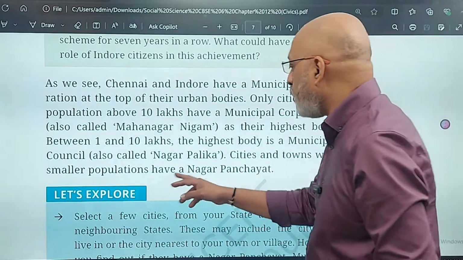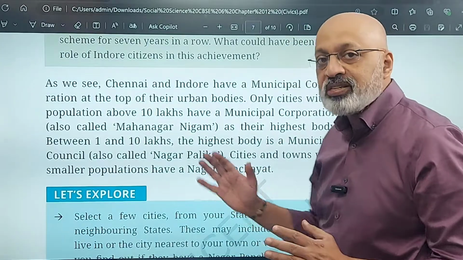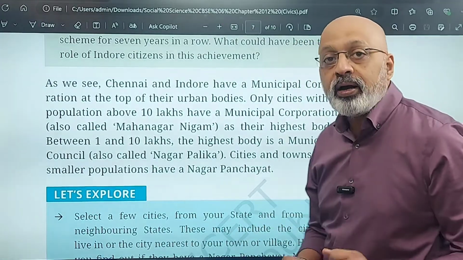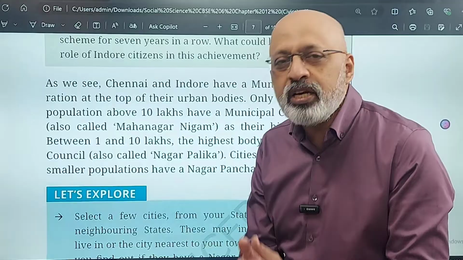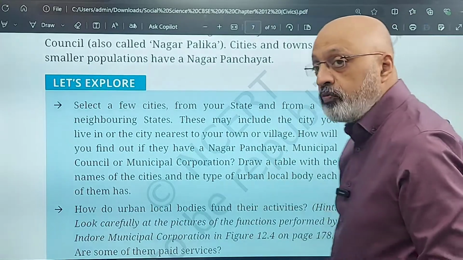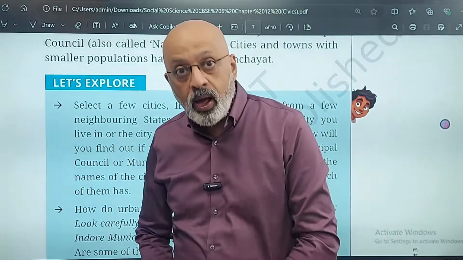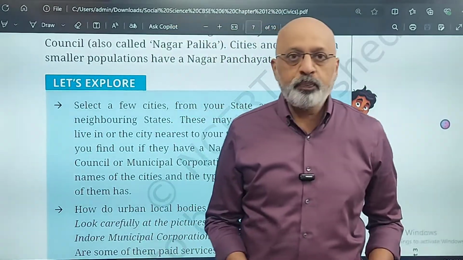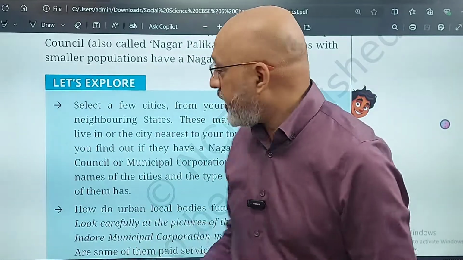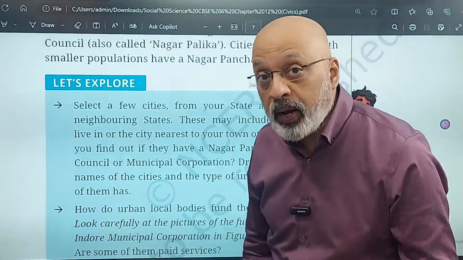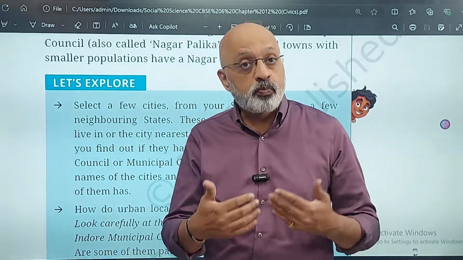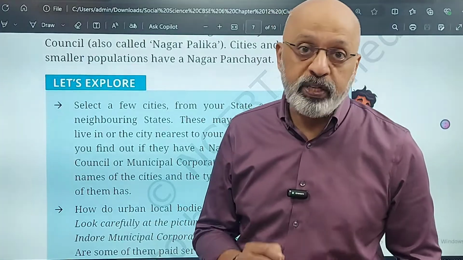Cities and towns with smaller population have a nagar panchayat, which is a population of less than 1 lakh people. It will be called a nagar panchayat, which will be the really small towns. Okay, depending on which city you are living in, find out from the newspaper, telephone directory or by googling what is in your city: a nagar panchayat, a nagar palika or a mahanagar nigam. Whether you have a municipal corporation, municipal council or a nagar panchayat.